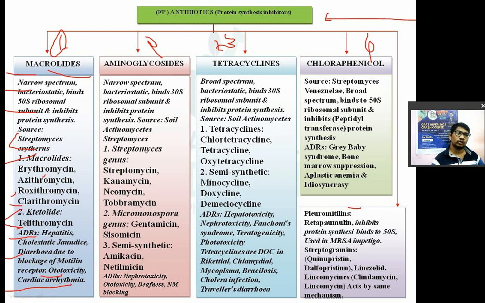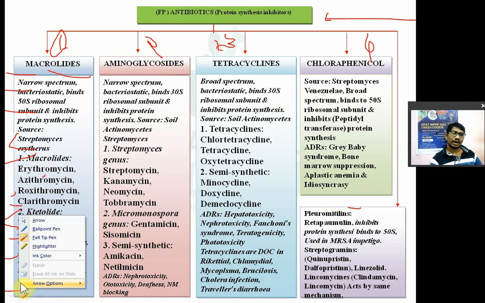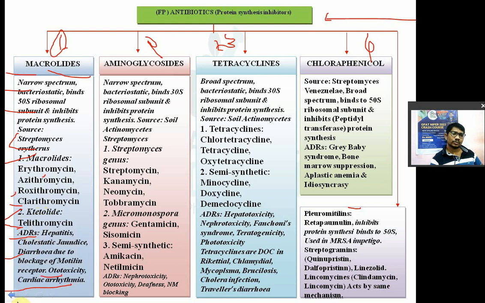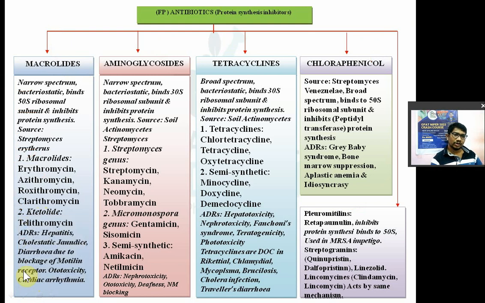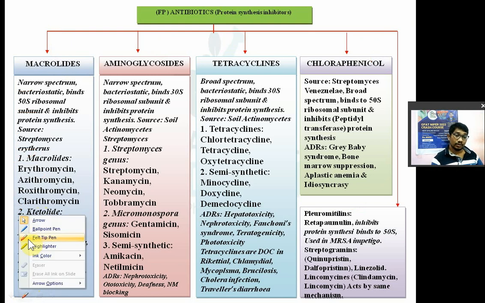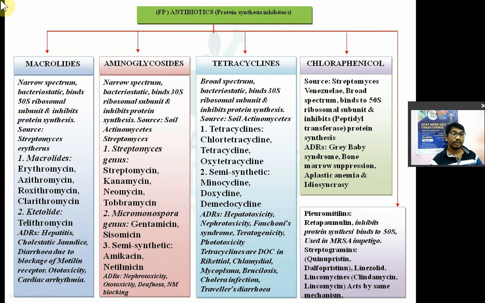So I have told you regarding macrolides. I think I have covered a lot of points. Now we'll see the second class, the aminoglycosides. Why are they known as aminoglycosides? Because in that a lot of amino sugars are there. Amino sugars are linked to another sugar by a glycosidic bond. So that's why they are known as aminoglycosides.